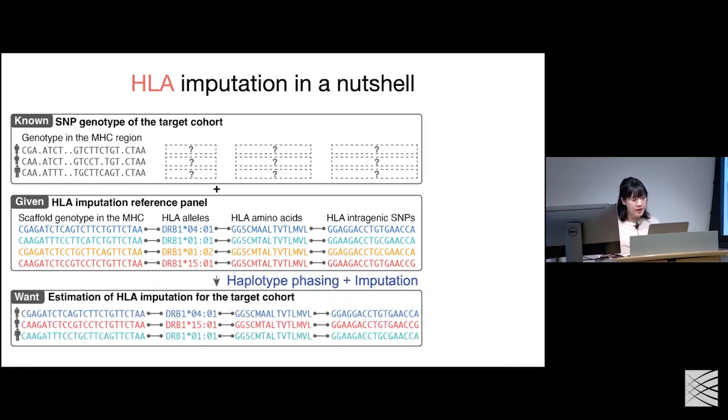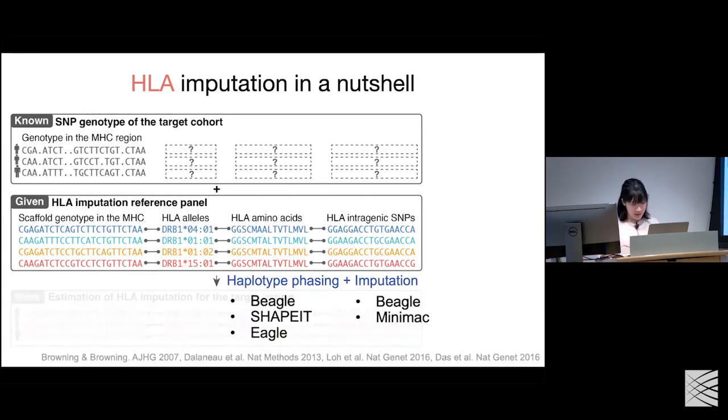We then statistically phase haplotypes of the target genotype and impute the untyped HLA alleles, amino acid sequences, and SNPs, which were missing in the input, but now we can infer them from this statistical imputation. And as a phasing and imputation engine, we can basically use the same algorithms we use for genotype imputation. The famous software includes BEAGLE, SHAPEIT, and EAGLE for haplotype phasing, and imputation uses BEAGLE and Minimac, which can be used as a further application from the genotype imputation.